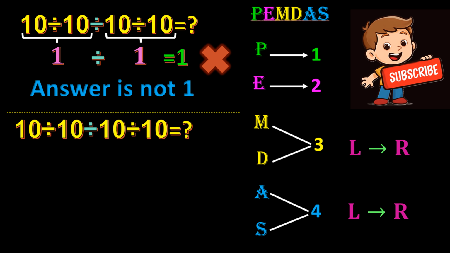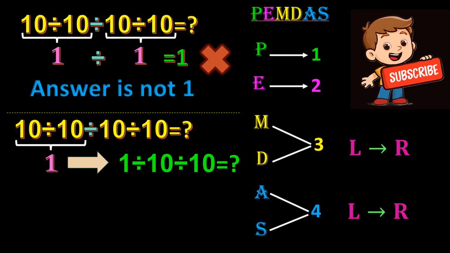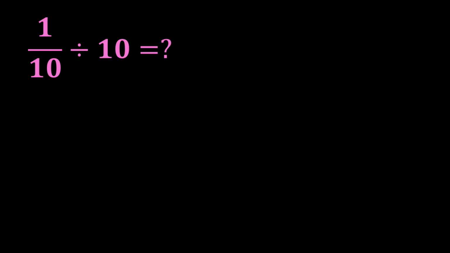According to the PEMDAS rule, since we only have division, we solve from left to right. 10 divided by 10 becomes 1. The expression then transforms into 1 divided by 10 divided by 10. Now, again, we solve from left to right. 1 divided by 10 can be written as 1/10. The expression then becomes 1/10 divided by 10.